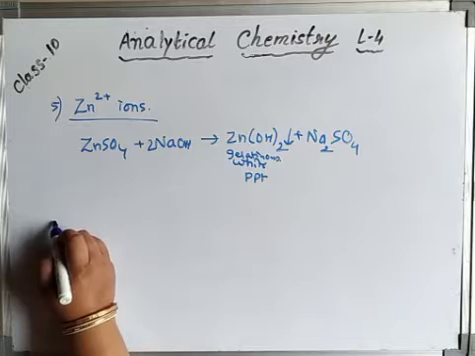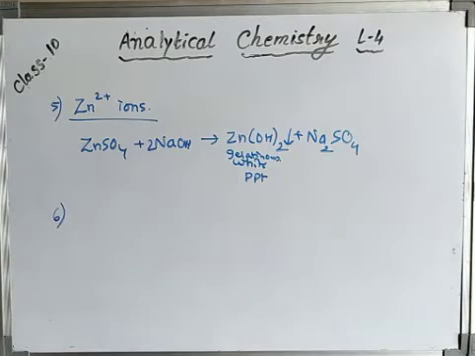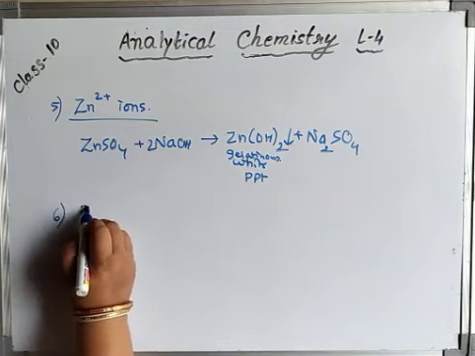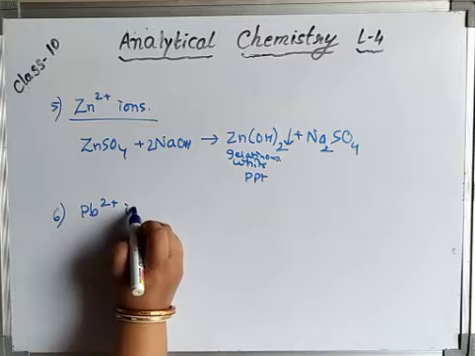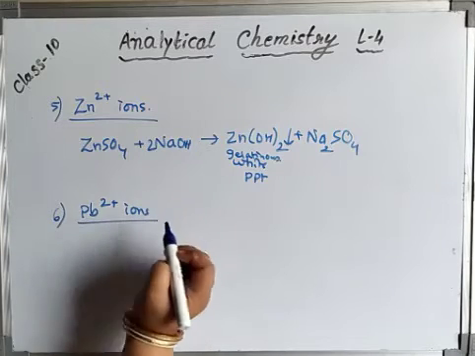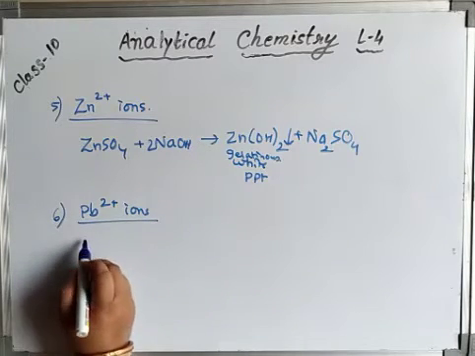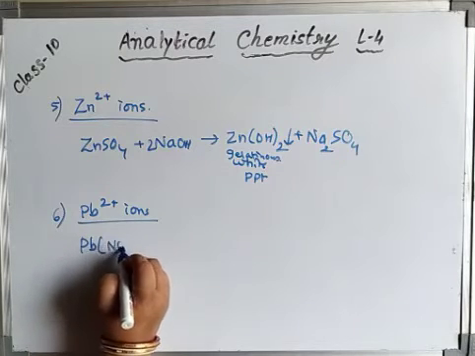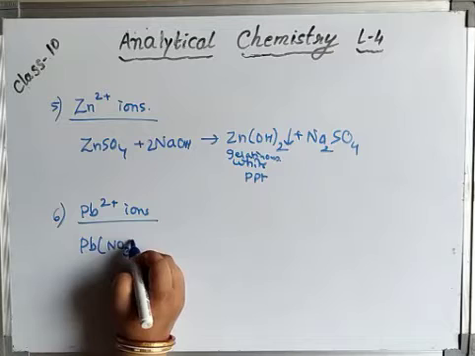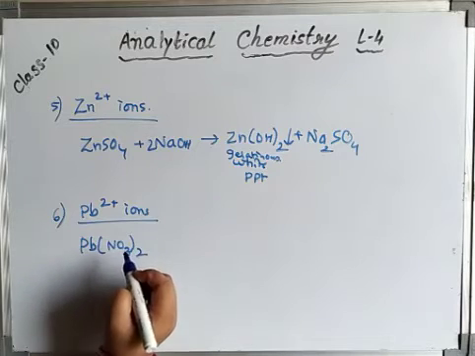Now coming to the next, that is the lead salt. Here we will consider the 2+ ion, the lower one. Lead has 2 valencies, that is 2 and 4, but we will take the 2 valency. That is lead nitrate. You also know all nitrate salts are soluble.